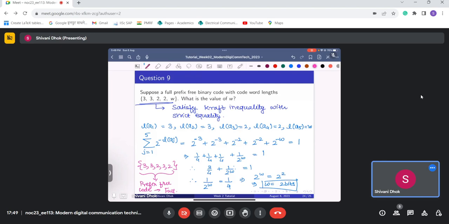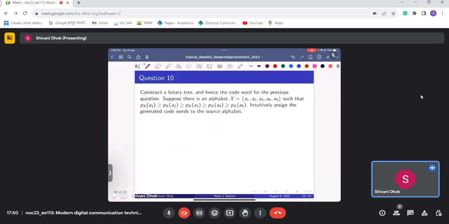Any questions? So if this question is clear, on the basis of this, let us look at the next question. It says: construct a binary tree and hence a code word for the previous question's lengths. Suppose there is an alphabet X which is A1, A2, A3, A4, A5, such that the probability of A1 is greater than the probability of A2, greater than A3, greater than A4, greater than A5. We need to intuitively assign the generated code words to the source alphabet.